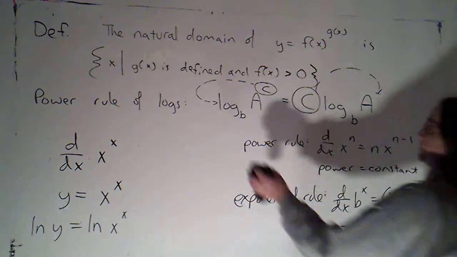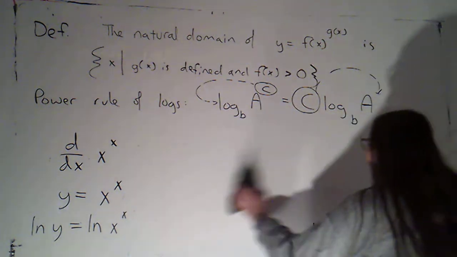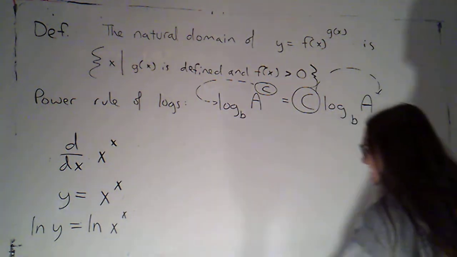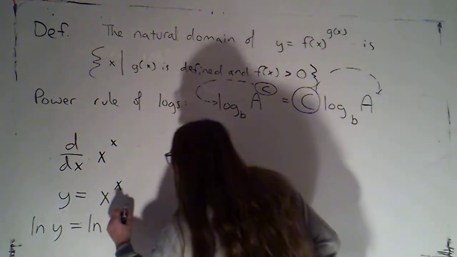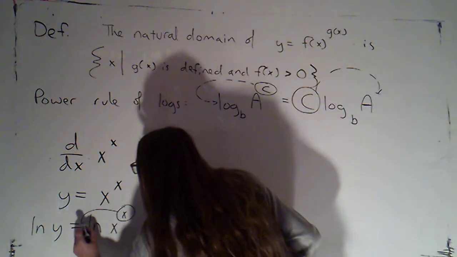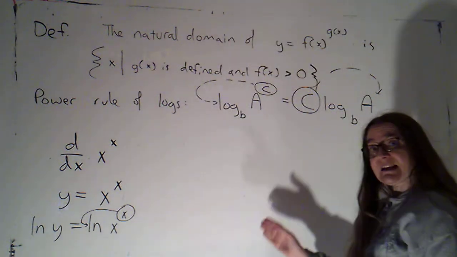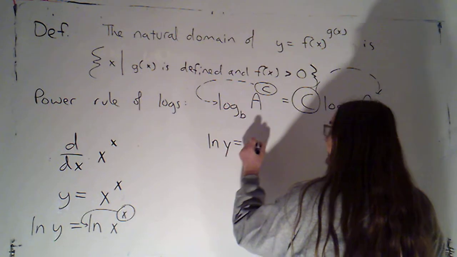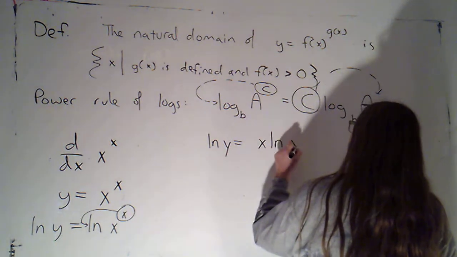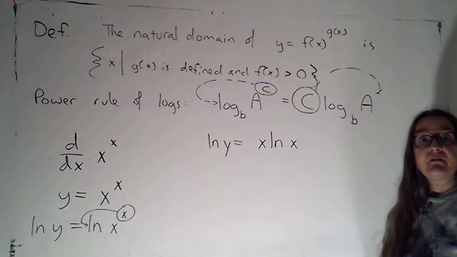We do know it's positive by this definition, because if the domain is everything that makes the base positive, a positive number to any power is going to give me a positive result. So, I've taken the log of both sides. Now, it seems like I've made things more complicated, but now I can use this power rule of logs, so I can bring that exponent down. So the natural log of y is x times the natural log of x.